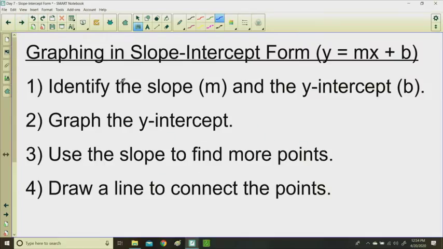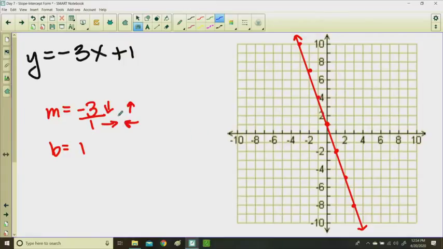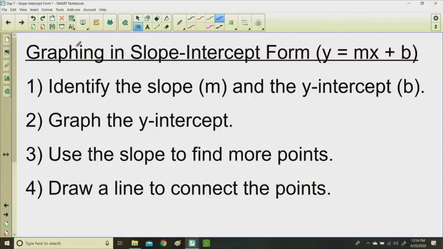Then use the slope to find more points. Again, I need to figure out what direction I'm going in, which is down and right in this case. Then I'm going to go ahead and draw the points. I always put as many as I can fit on my graph. And from there, you just draw a line.